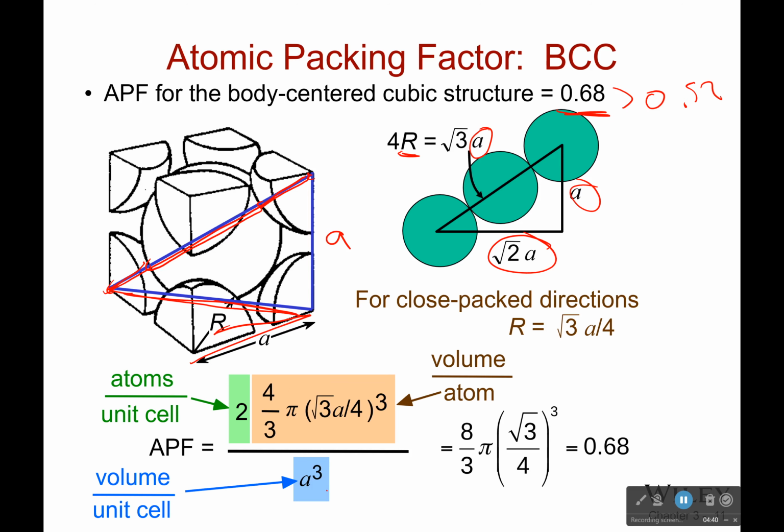Okay. Now with this, what I do is I put in my equation for the volume of a sphere here. And instead of having the radius, I put in this length right there that I calculated. This right here is the number of atoms per unit cell. We worked that out last time. And the volume of the unit cell is simply a cubed. It's always a cubed. I multiply all this out, I get 0.68.